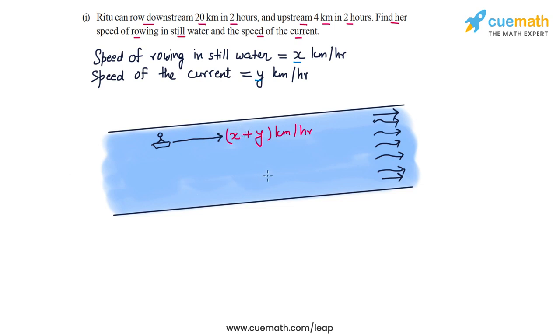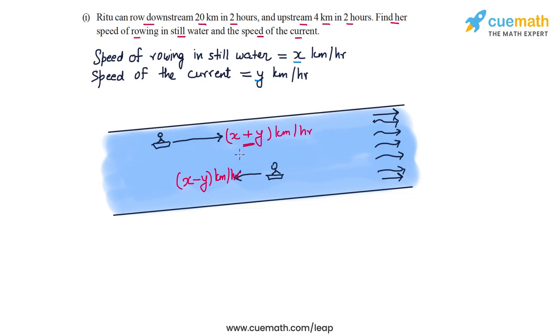On the other hand, if Ritu is rowing upstream, trying to go against the direction of the flow of water, the speed of the current will reduce her speed compared to x, and the speed upstream will be x minus y kilometers per hour. The speed of the current gets subtracted from the speed of the boat in still water. So remember this: when going downstream, the two speeds get added.